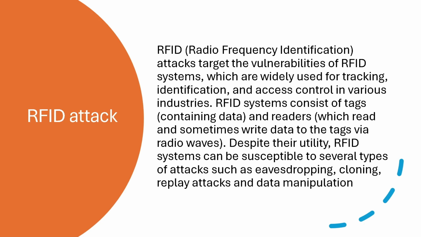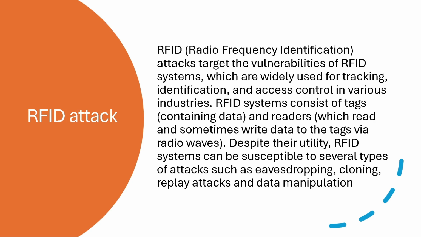RFID attacks, also known as radio frequency identification attacks. These attacks target the vulnerabilities of RFID systems, which are widely used for tracking, identification, and access control in various industries. RFID systems consist of tags containing data and readers which read and sometimes write data onto the tags via radio waves. Despite the utility, RFID systems can be susceptible to several types of attacks, such as eavesdropping, cloning, replay attacks, and data manipulation.